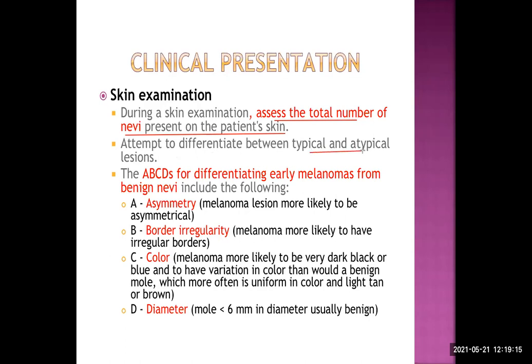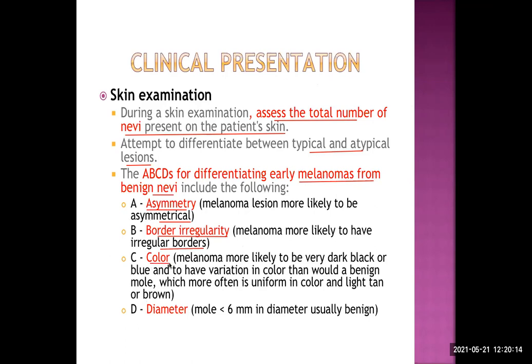Attempt to differentiate between typical and atypical lesions. And these are the points which will tell us. The A, B, C, D for differentiating early melanoma from benign nevi include the following. Benign nevi means they are not that harmful. They are just like a growth, a non-harmful type of growth, you can understand it like that. But if they are changing into early melanoma, these are the points which will tell us about that. So A is for asymmetry. Melanoma lesions are more likely to be asymmetrical, okay, than benign nevi. B is for border irregularity. That means melanoma is more likely to have an irregular border, whereas benign nevi have a very smooth type of border.